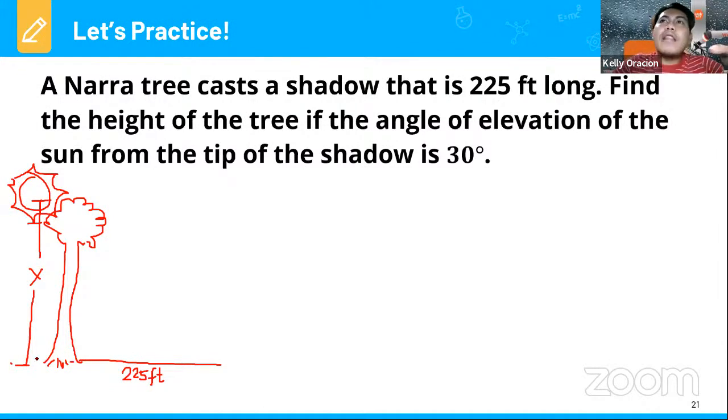If the angle of elevation from the tip of the shadow, this is the tip of the shadow. Angle of elevation of the sun from the tip of the shadow you have here. Yan. This is 30 degrees. That is the graphical presentation of our problem. Okay? Mas okay class na inyo siyang i-drawing para mas maintindihan ninyo kung ano yung missing. Now, the question, x, ang height ang ginapangita. Height ng tree, itong x.